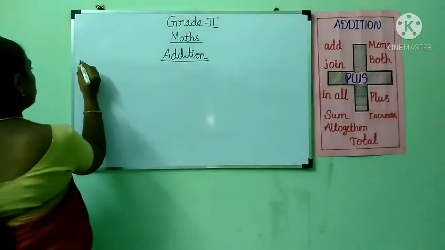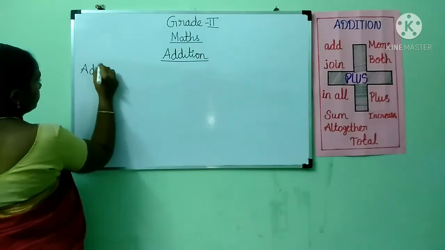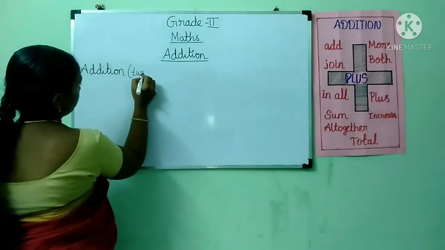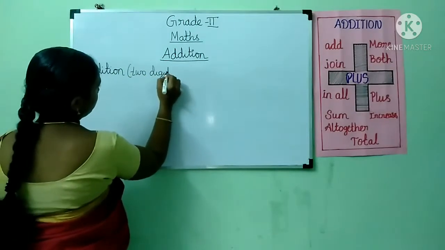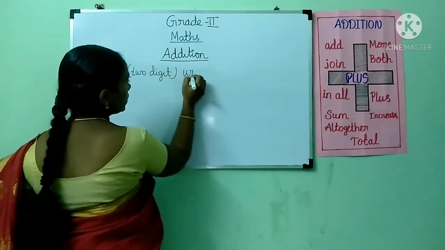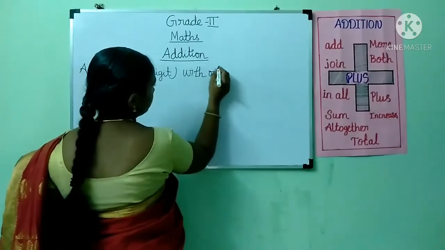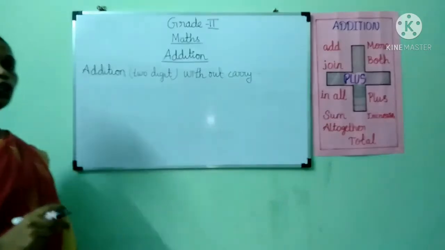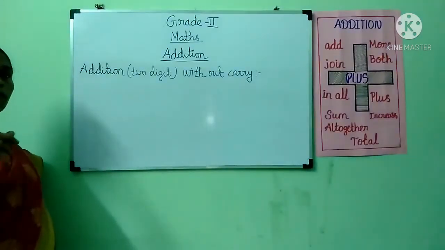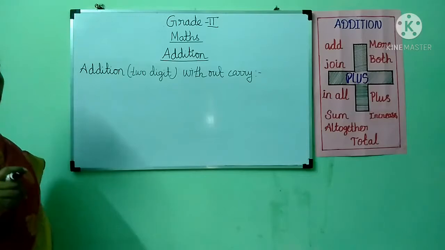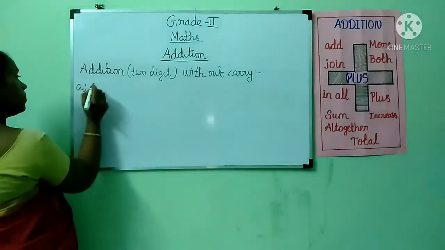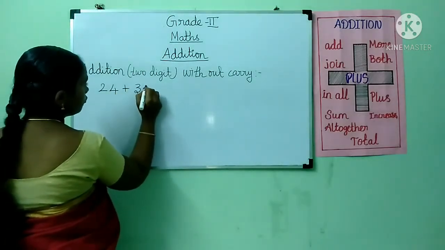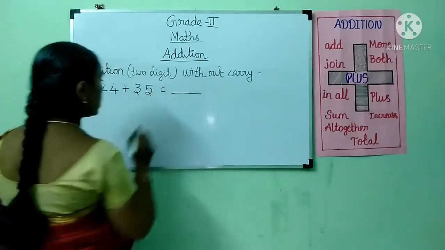Two-digit addition without carry. Without carry. 2-digit means have 2 places, ones and tens also. See here the first sum, 24 plus 35. What will come the answer?